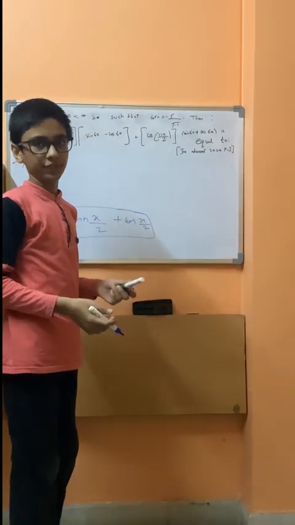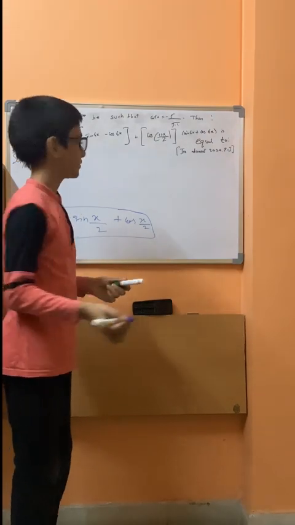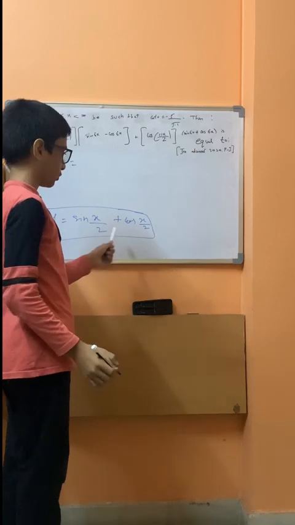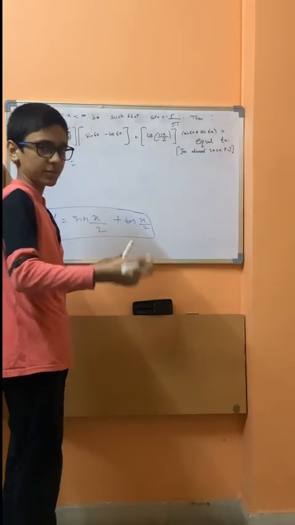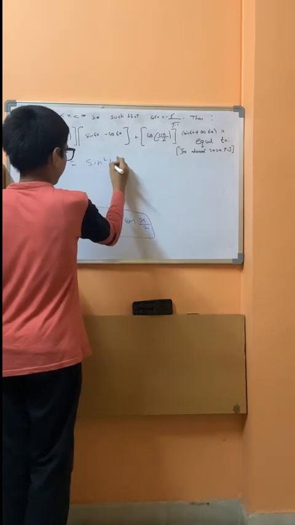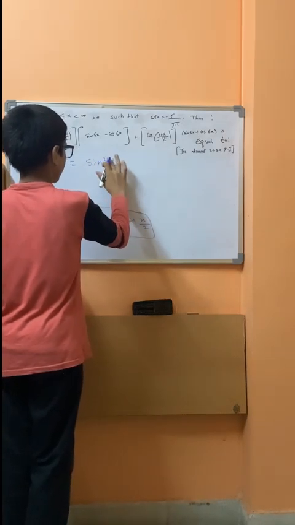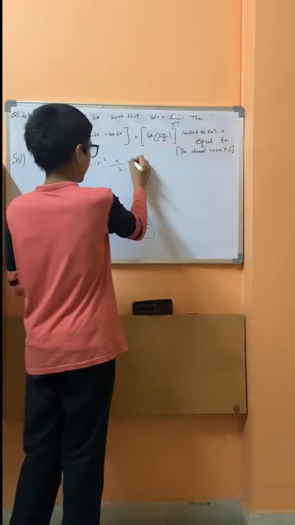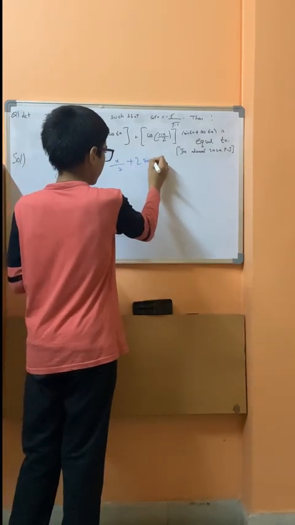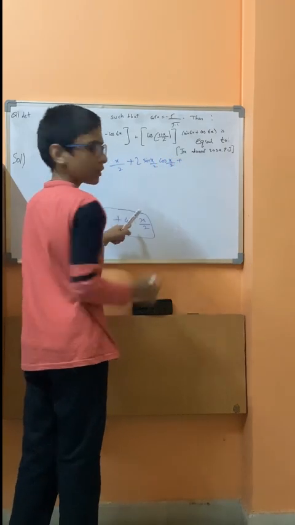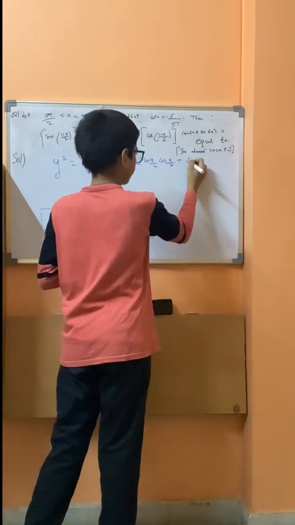Now a trick comes here. So we're just squaring on both sides. So y square equal to, so a plus b whole square, which is a square plus 2ab plus b square. So a square in the sense sine squared of x by 2 plus 2 times sine x by 2 and cos of x by 2 plus cos x by 2 whole square.